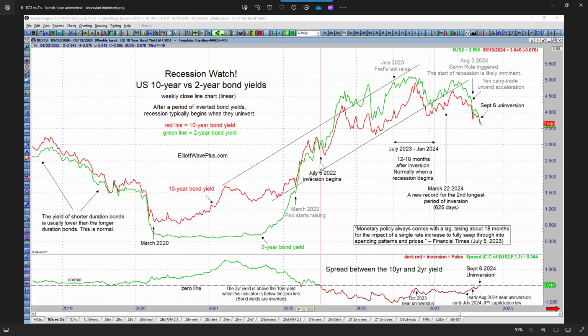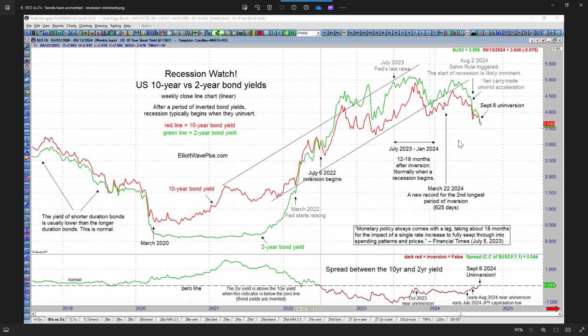And starting in July of 2022, those two inverted, and we started having what would be considered an abnormal bond market, where the shorter duration bonds were actually paying a higher rate of return than the longer duration bonds. And that inversion continued until this month. September 6th, they finally uninverted. So this indicator down here is the spread between the 10-year and the 2-year. Typically, after a period of inverted bond yields, a recession will begin about when they uninvert.